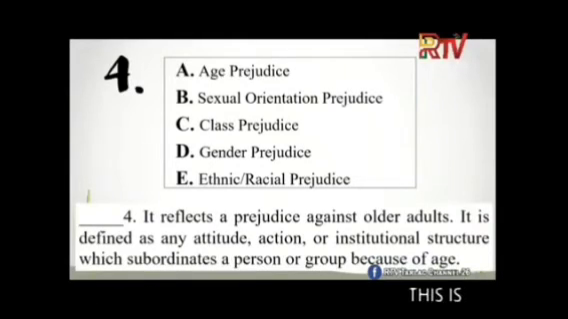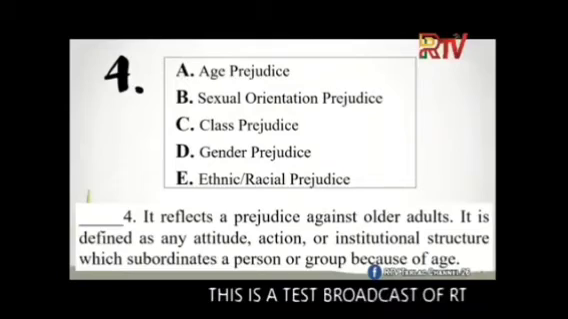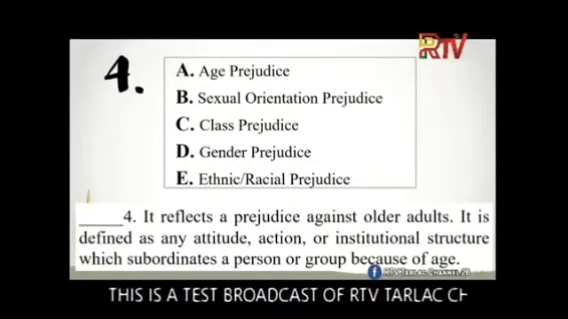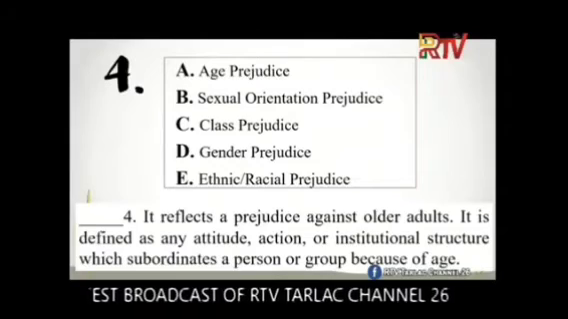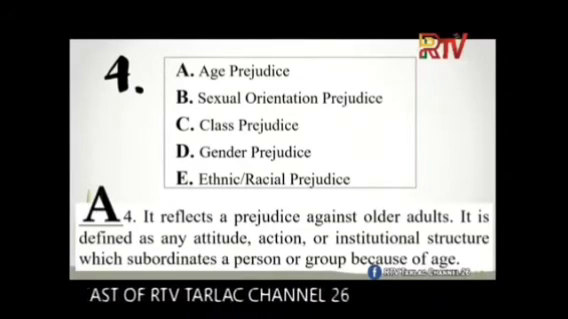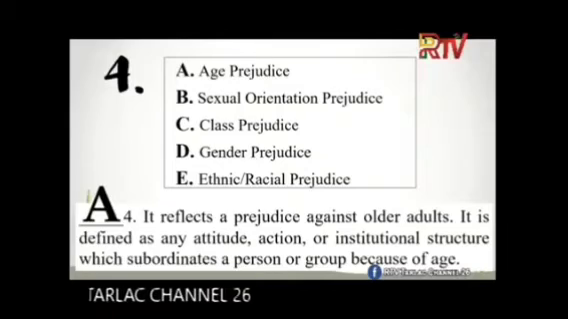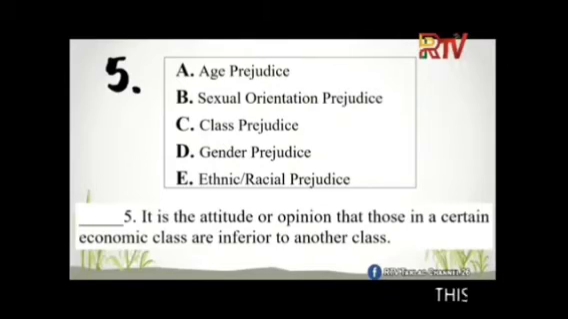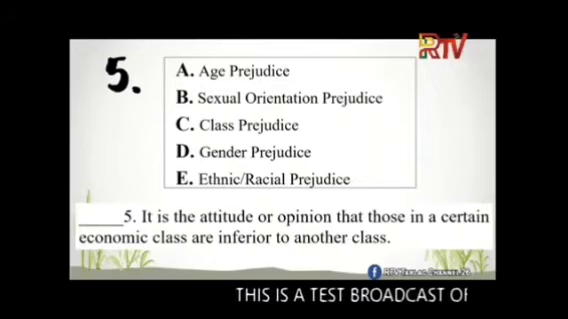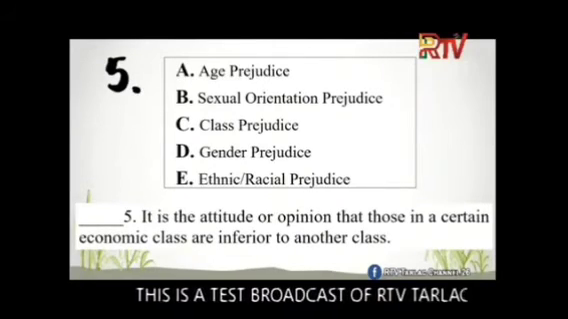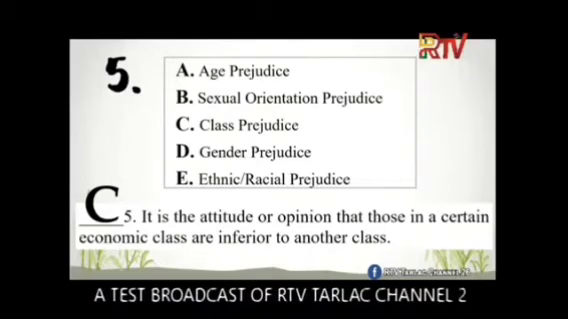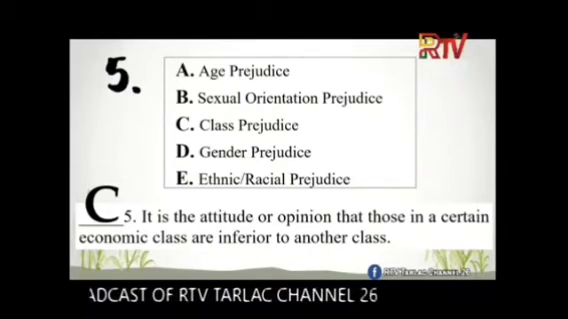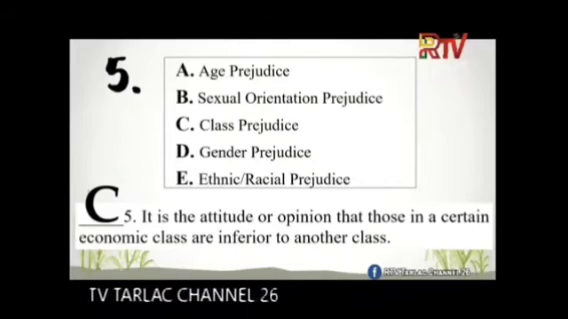It reflects a prejudice against older adults. It is defined as any attitude, action, or institutional structure which subordinates a person or group because of age. What's the answer? The answer is very good. It's A. Now, how about the last one? It is the attitude or opinion that those in a certain economic class are inferior to another class. What's the correct answer? The answer is very good. It's C. You're doing perfectly fine. And please count the number of the correct answer.